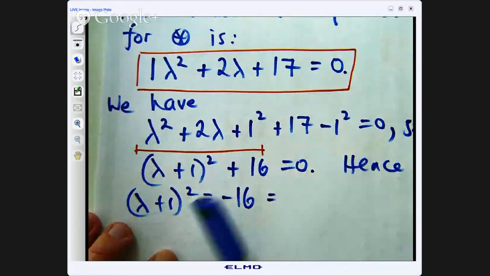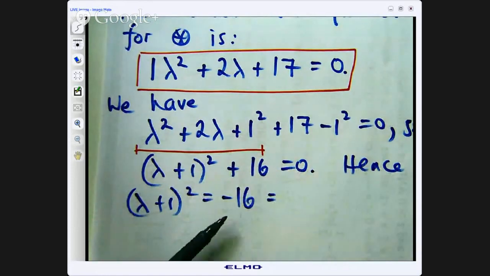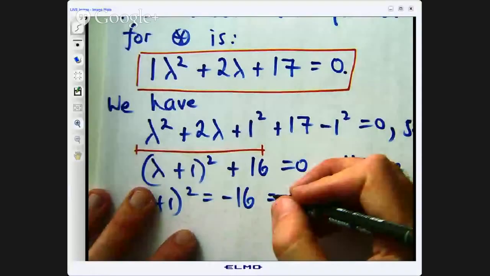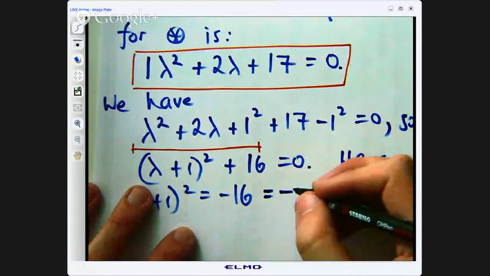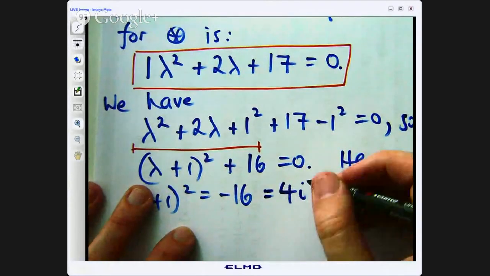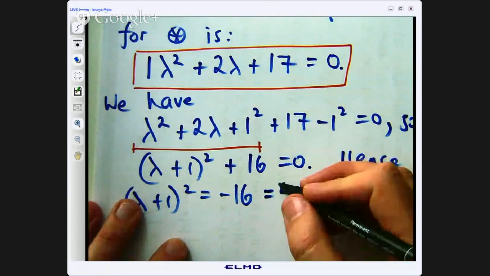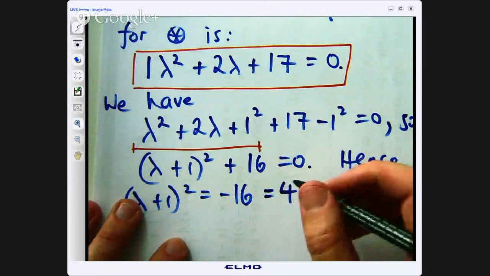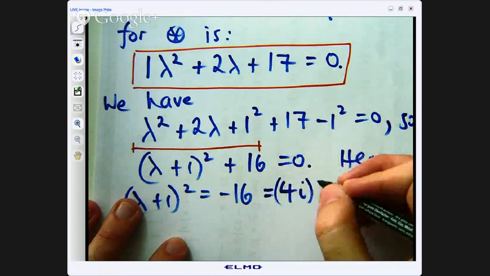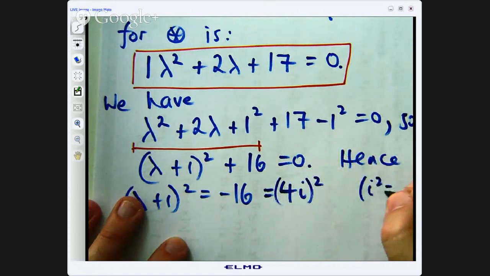Now, I'm going to have to take the square roots here, but I've got a negative. So what do I do? Well, there's an idea from complex numbers called i. It's the imaginary unit, and it satisfies the following condition: i squared equals -1. So let's write that -16 as 4i squared, where i squared equals -1.